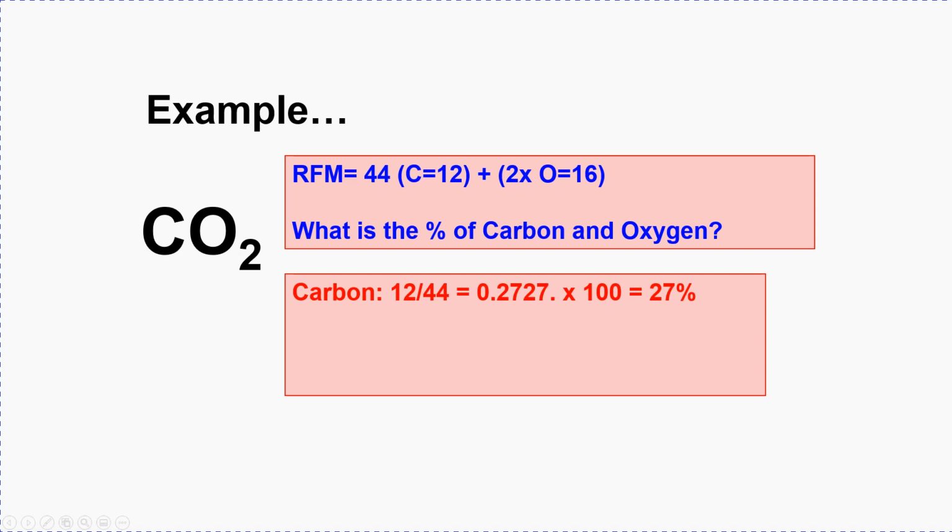To work out the oxygen, I've got 2 lots of 16, which gives me 32, divided by the total, which is 44, and then multiply by 100, which will give me 73%. Again, they have to add up to 100% when the two of them are together. So carbon makes up 27% and oxygen makes up 73% of carbon dioxide.